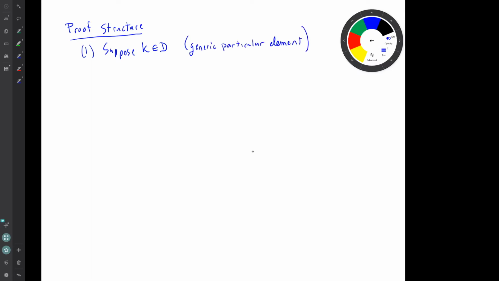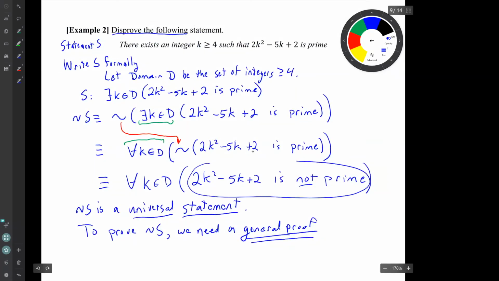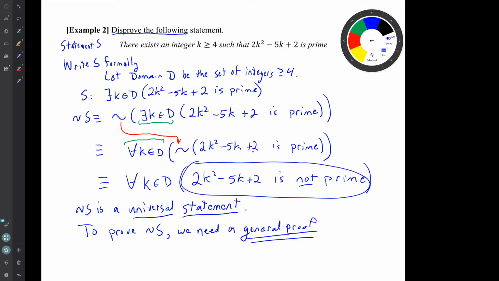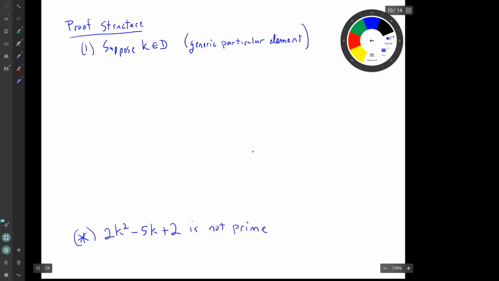So our proof has to begin with that. Suppose that k is an element of D, a generic particular element. Now, what we have to prove is that k has the property that's mentioned in the predicate. We have to show that k has this property. Well, so that circled statement needs to be the last statement of our proof: 2k squared minus 5k plus 2 is not prime. That has to be our last statement. Now, we don't know how we're going to get here, so we just have to say that there's going to be some justification. And that'll be the end of the proof.